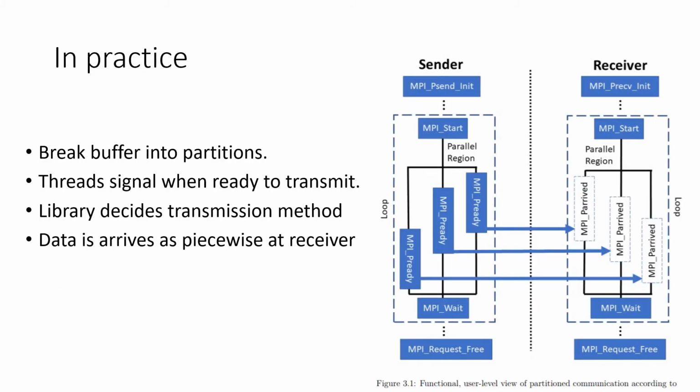So what does this actually look like when you put it all together? What it basically is, you break the buffer into partitions, the threads signal when their partition is ready to transmit, and then the library decides the underlying transmission method. And the data can be received and accessed piecewise at the receiver.